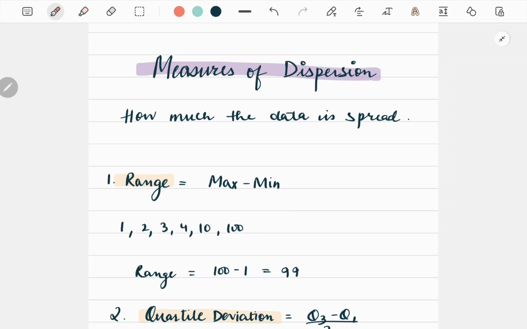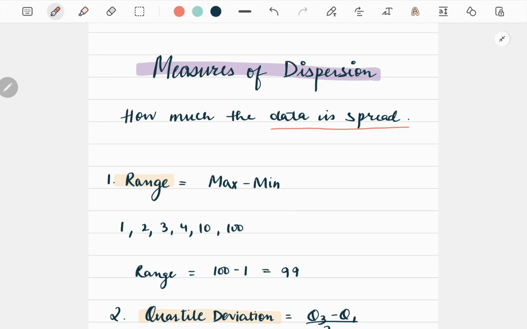But let us first understand what we actually mean by measures of dispersion. It basically tells us how much the data is spread. For instance, let me show you a distribution which might look like this. In the other case, let me plot a distribution which looks something like this. So in this case, we say this particular distribution is more spread and this one is less spread or dispersed. So in simple terms, we can say that measure of dispersion tells us how much the data is spread.